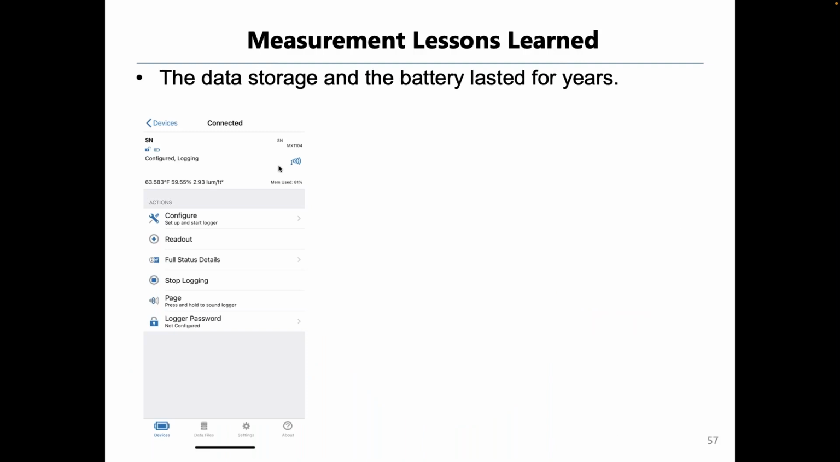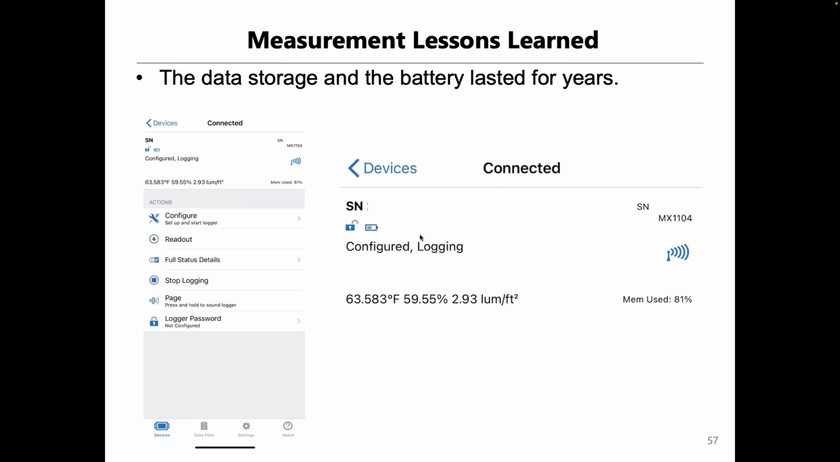Okay, thank you, Jongki. Let me just quickly wrap up with a few important things we learned throughout the process. We were so happy with the MX data loggers, especially the 1104 and 1105. This is one example. We believe we installed this sensor sometime in late 2020 or early 2021, and we just collected the data 2-3 weeks ago from the building.